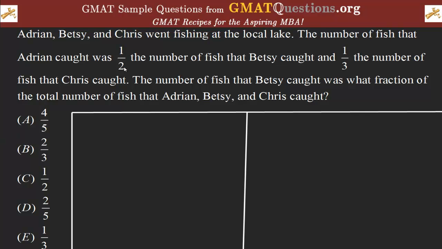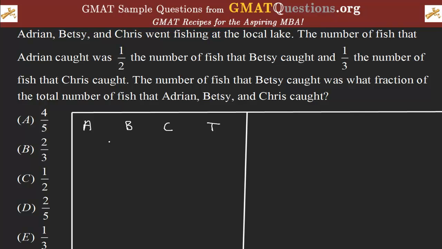The first thing I would do if I were in the heat of the GMAT is, instead of writing Adrian, Betsy, and Chris, just say ABC. Basically, A being Adrian, B being Betsy, and C being Chris. Anytime you can gain, the better for you. So this is what I'm going to do. I'm going to write A as Adrian, B as Betsy, and C as Chris. And for everybody, the total, I'm going to write T.